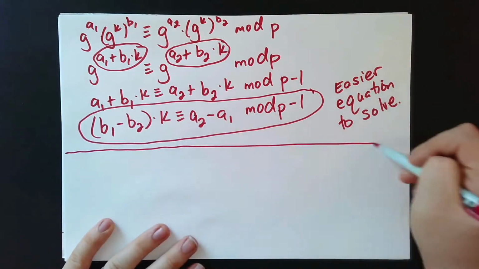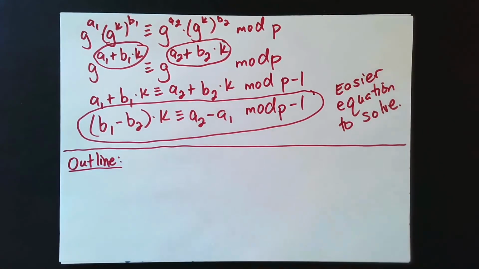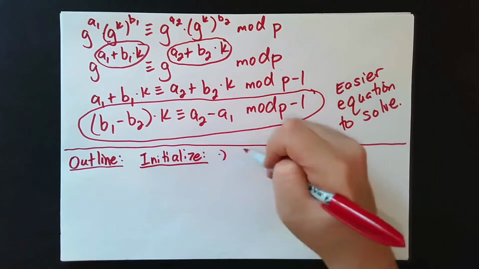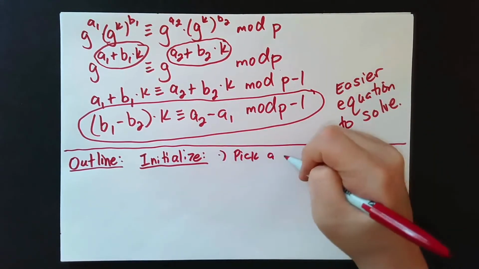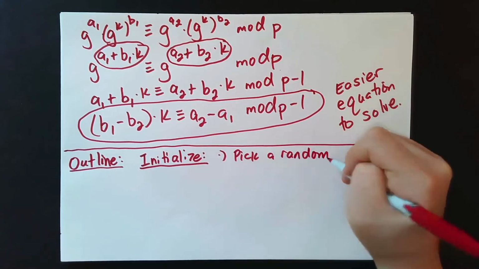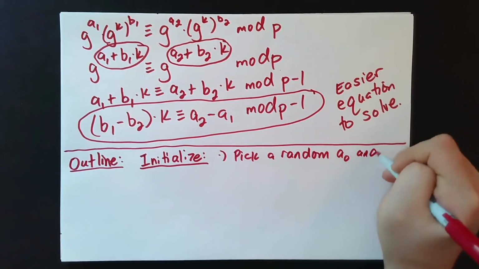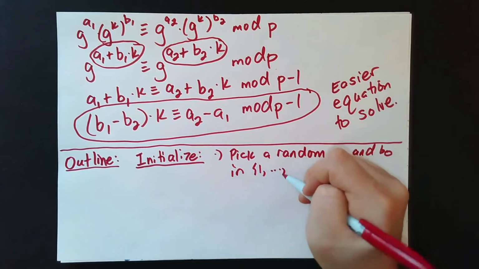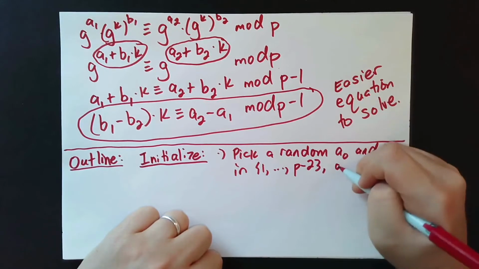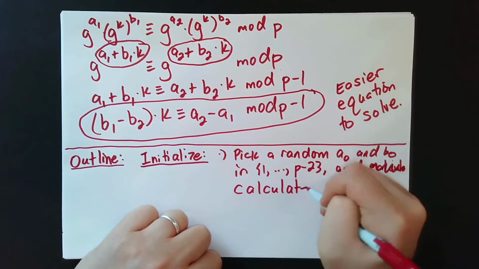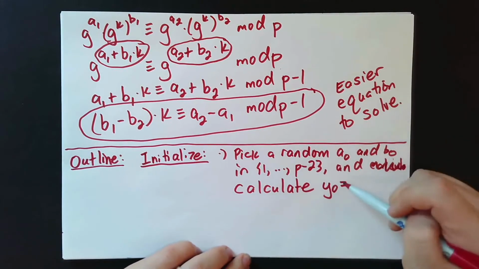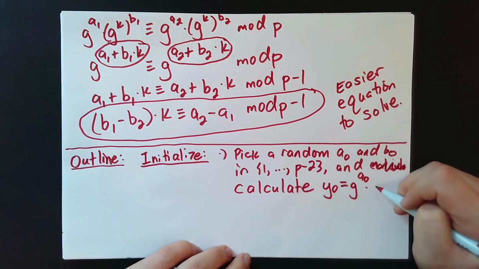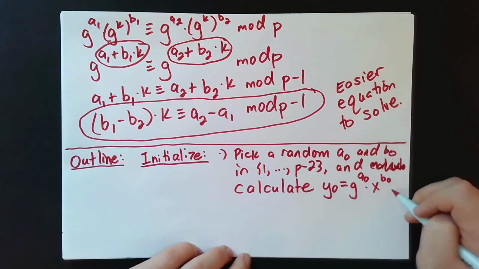So now let's give an outline of how we're actually going to do this. To initialize, we're going to pick a random a and b to start with. And these things are exponents of something mod p, so they're effectively working mod p minus 1 anyway, so I might as well pick something that's between 1 and p minus 2. And then I'm going to use those to calculate my y0, which is going to be g to the a0 times x to the b0.